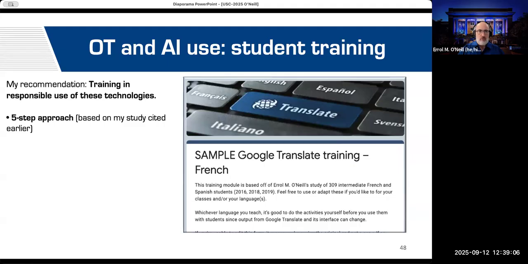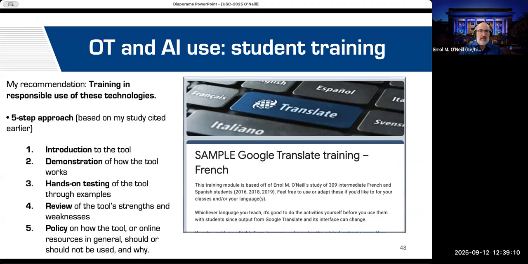And so just to show you quickly what I did, there was a 5-step approach that I took for the training. Students were introduced to the tool. They got a demonstration of how it worked. There was some hands-on testing of the tool through examples. There was a review of the strengths and weaknesses of the tool. And then they were given a policy for the study. They were told what they were allowed to do for the study. For the classroom, it can be a policy about how the tool should or should not be used for class and why.